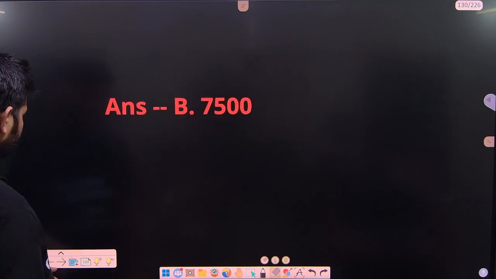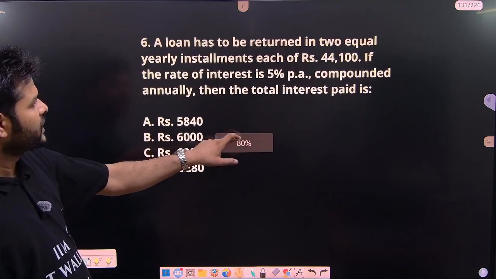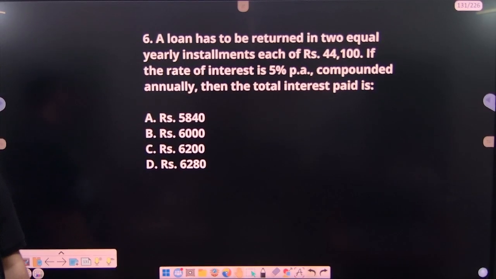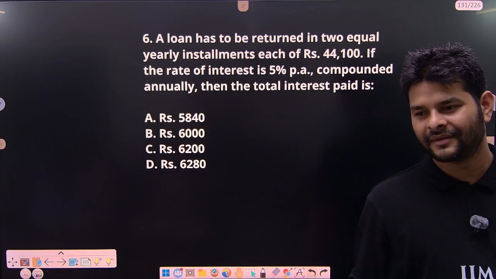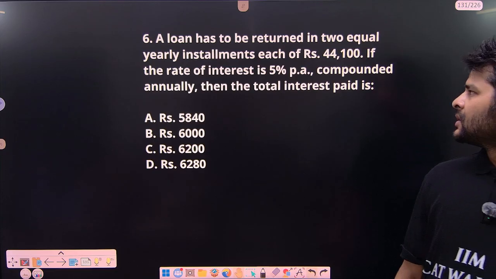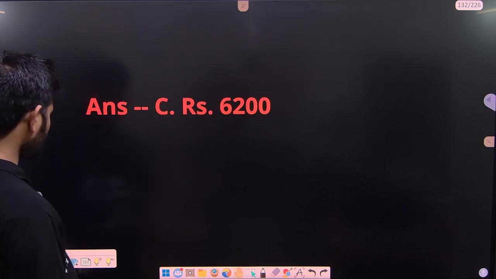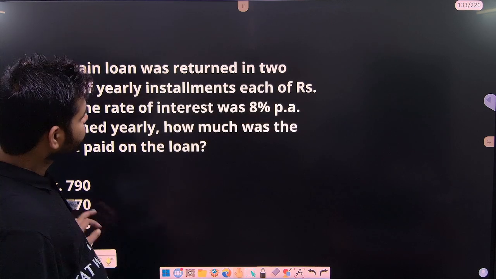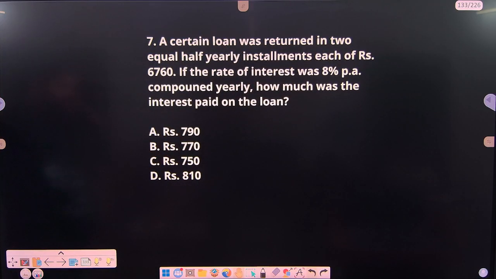Take your time. Try to hit this question. All get the answer, guys. You all got the answer. 6,200. So let's move on to the next one. If you have any doubt in an individual class, you can ask. This question also you need to hit. 770. Very nice.